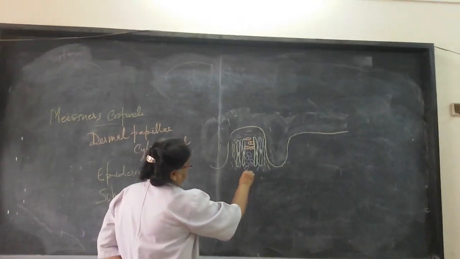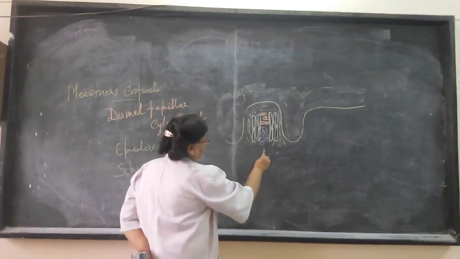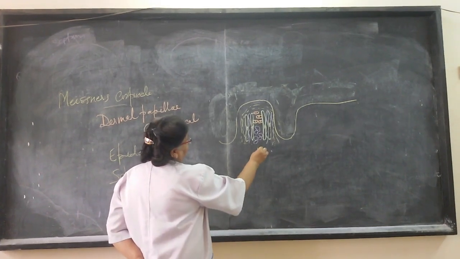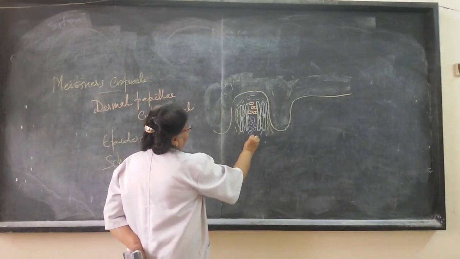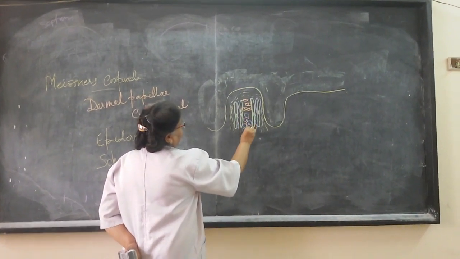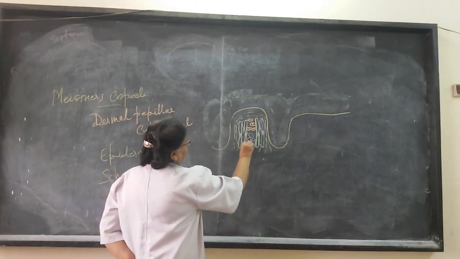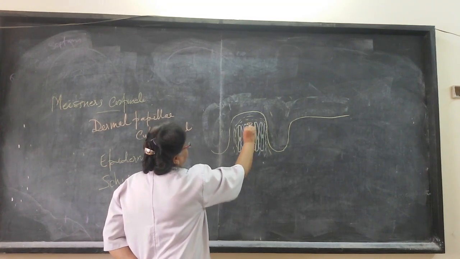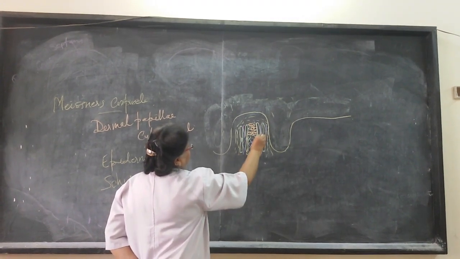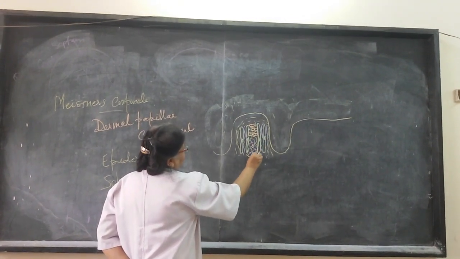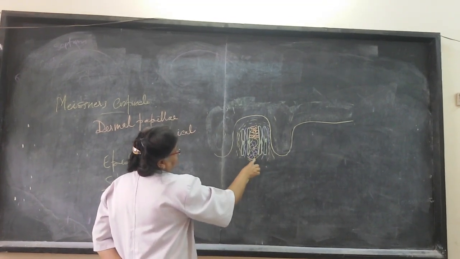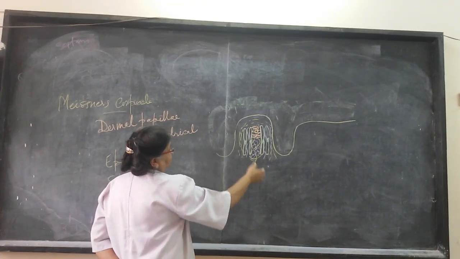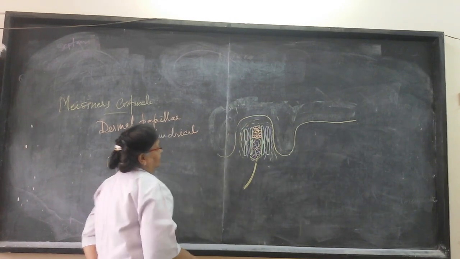Now, the nerve fiber, this is the nerve terminal, the nerve end. This enters into it, and forms a plexus around the cells. This is the nerve fiber. This whole is the Meissner's corpuscle.